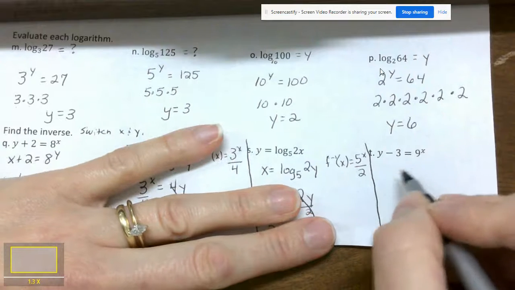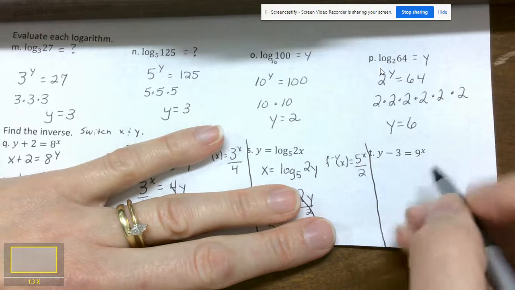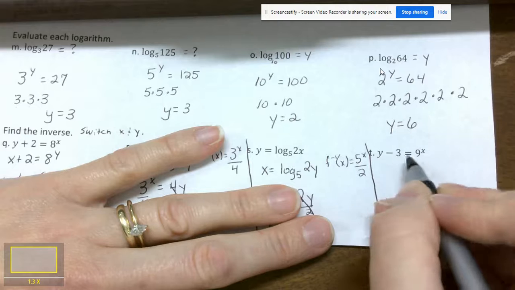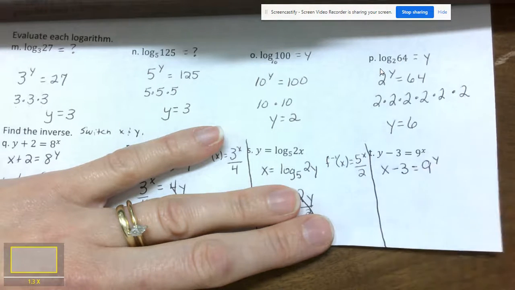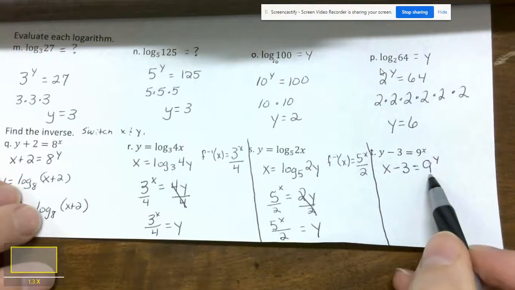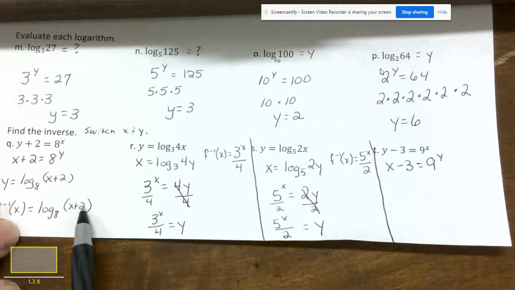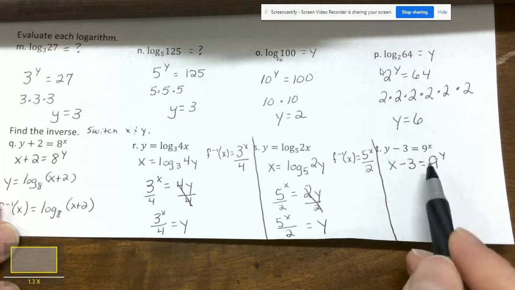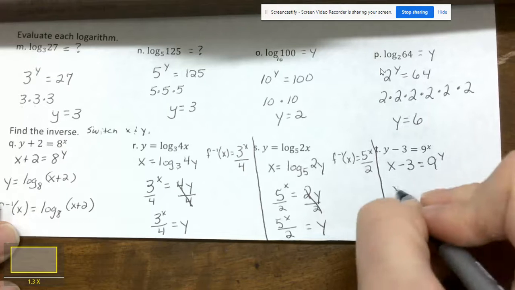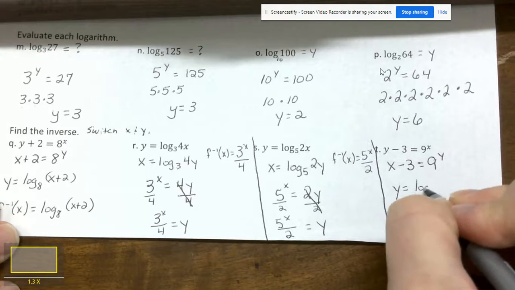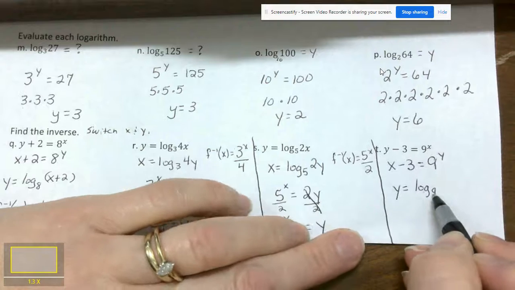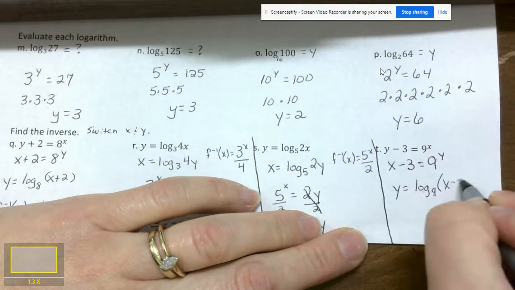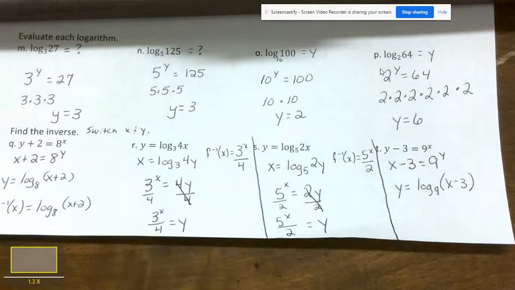Okay, hopefully you've worked this problem. We're going to see how you did on it. Hopefully the first thing you did was switch x and y. So x minus 3 equals 9 to the y. Okay, this one was very similar to the first one that we did. So we need to write this as a log. So this means that y equals log base 9. Remember, your base is always the base of the exponent and the base of the log. So log base 9 of, and I'm going to put that x minus 3 in parentheses.